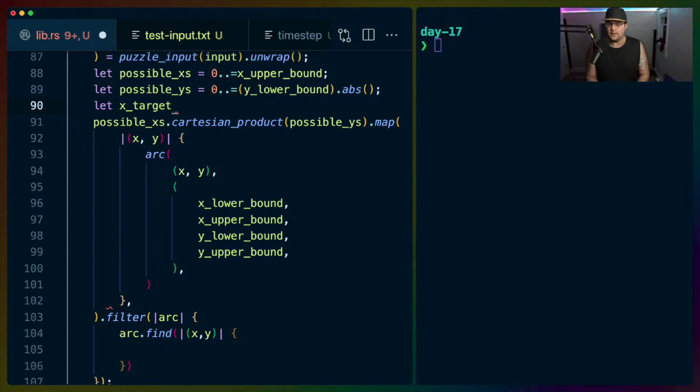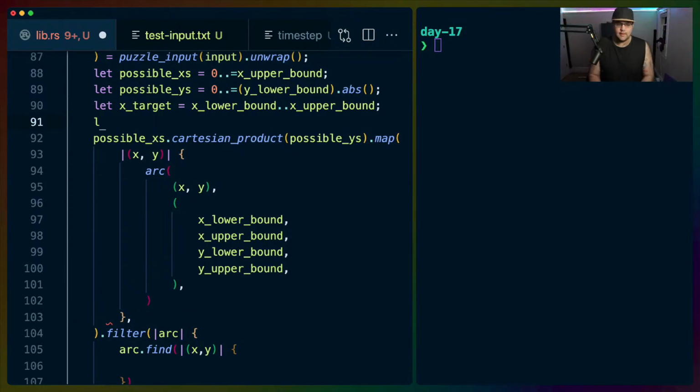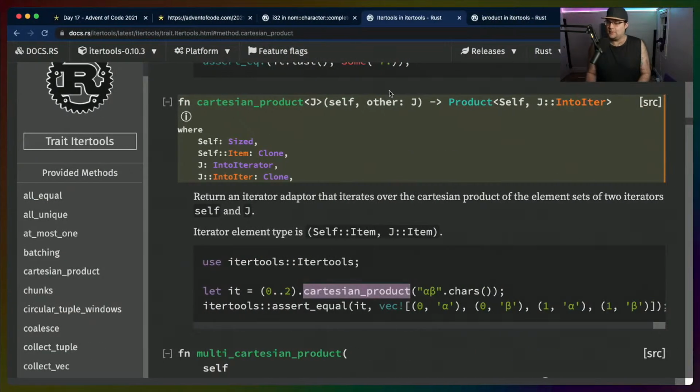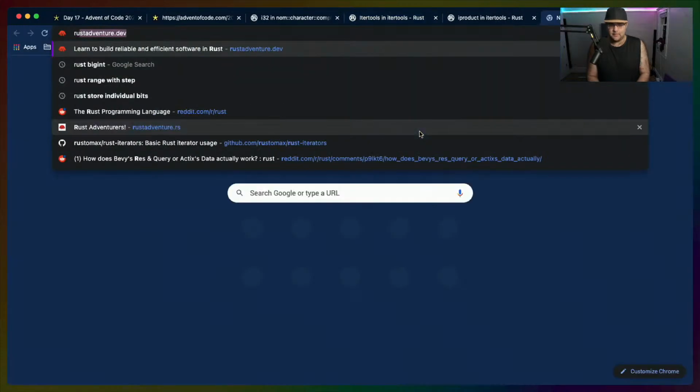I'll use target because y'all got that into my head. X lower bound dot dot X upper bound, because these are guaranteed to be positive, right? And then let Y target equals... but these are going to be negative, right? Can we, can't do a range from negative to negative, can we?